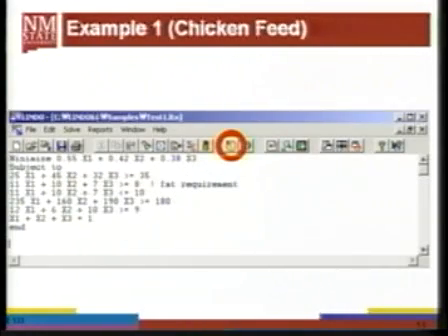Once the LINDO model has been entered into the LINDO model window, the model can be solved by clicking the Solve button on the toolbar.